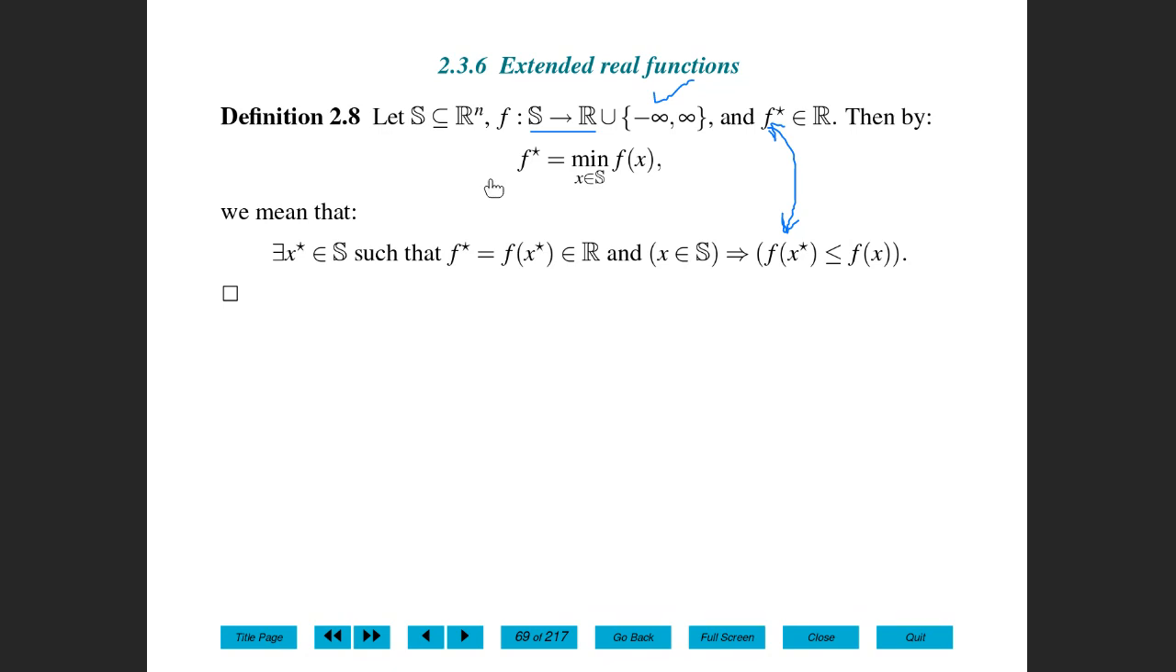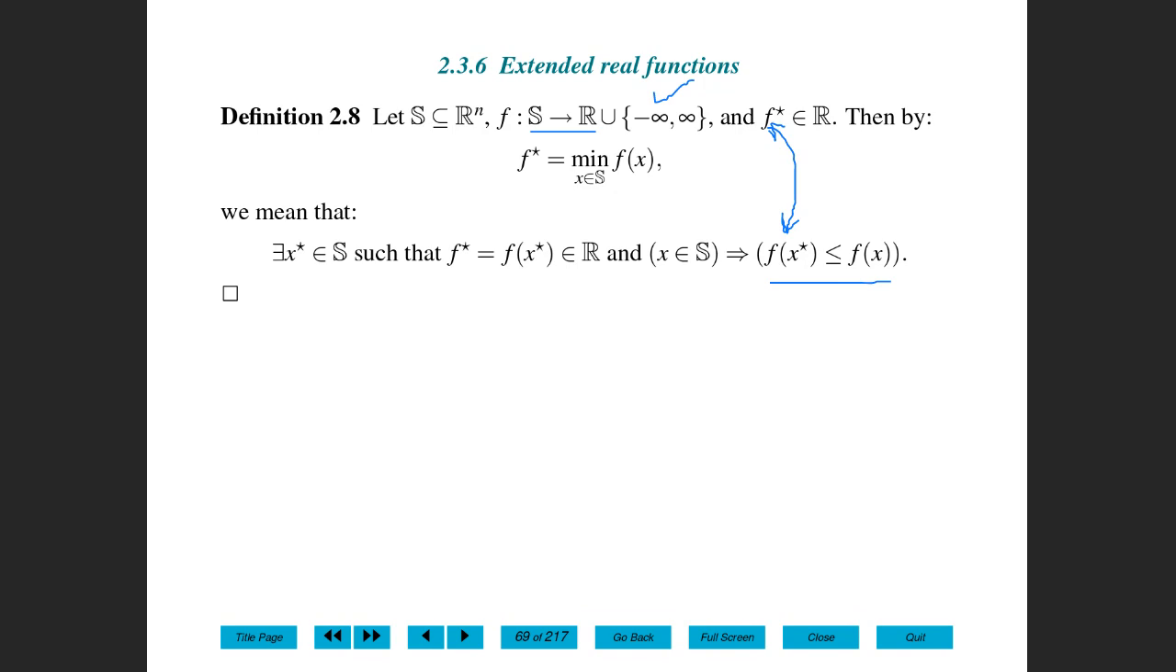So here we are saying that f star is the minimum function value. In reality, this means that there is some x star, some point which belongs to the feasible set, and the function value at x star is given as f star. The last part sums up that the function value should be the smallest possible value. So it's a very easy thing.